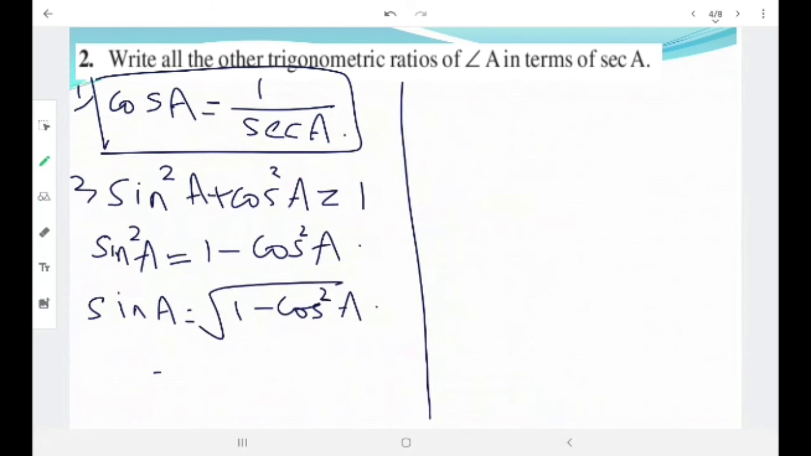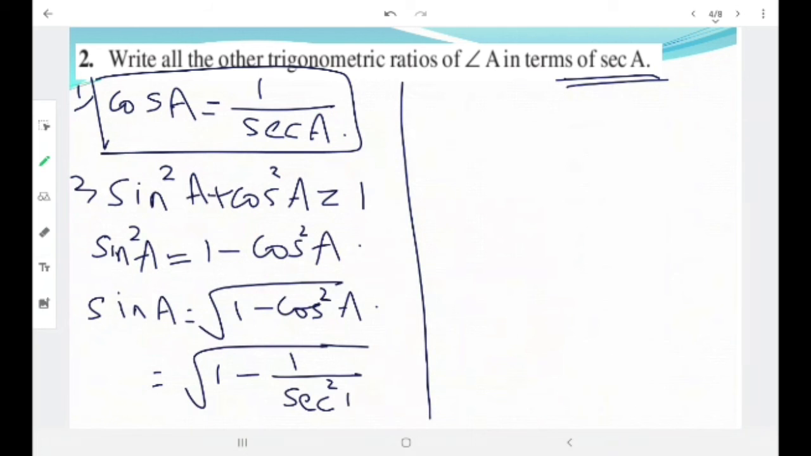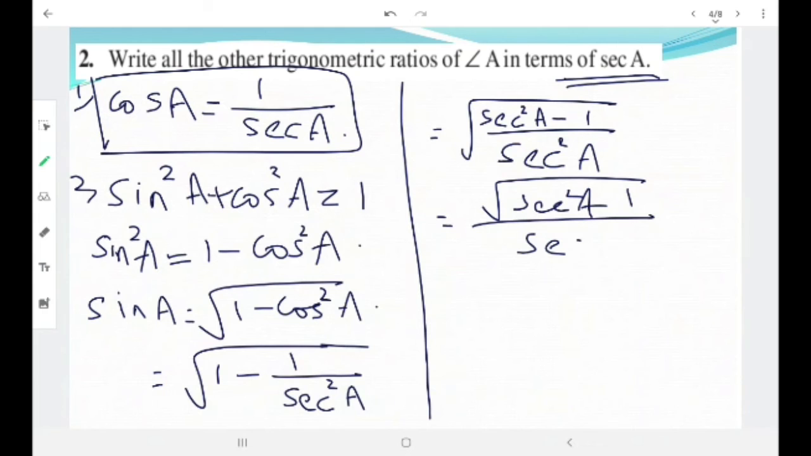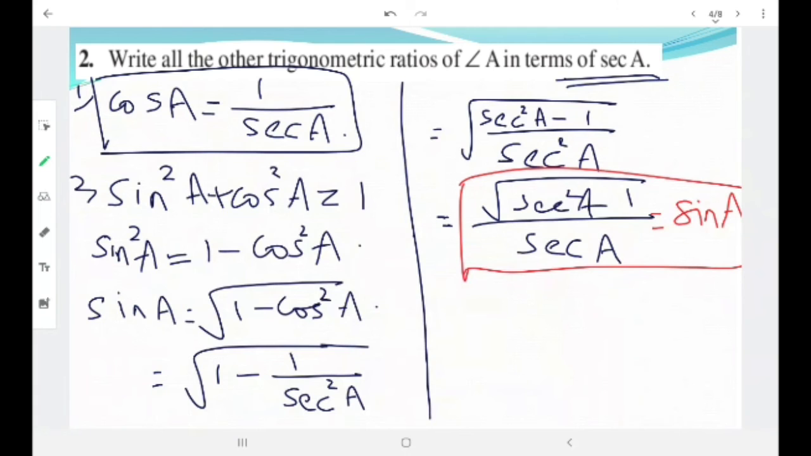That is, root of 1 minus cos, and cos is a reciprocal of secant. We need sine in terms of secant. So here also, instead of cos A we are writing it in terms of secant square A. Then taking LCM, in the denominator secant square A, and in the numerator it will become secant square A minus 1. So sin A is equal to root of secant square A minus 1 by root secant square A, which will become secant A. This is sin A.